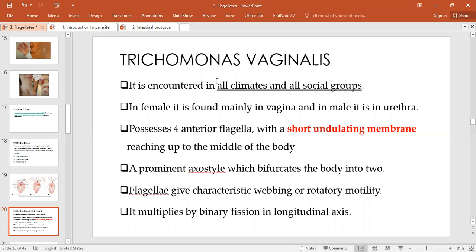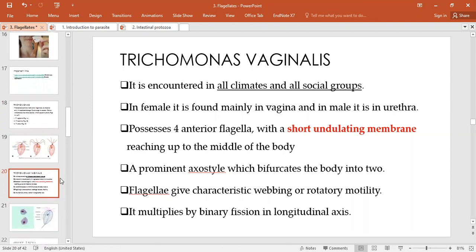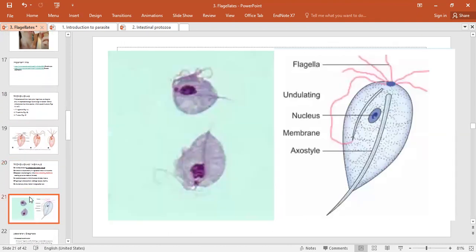It affects people with multiple sexual partners or high sexual activity. In females, we can find it in the vagina, while in males in the urethra. The Trichomonas vaginalis possesses 4 anterior flagella with a short undulating membrane reaching up to the middle of the body. Here is an image of that Trichomonas vaginalis.